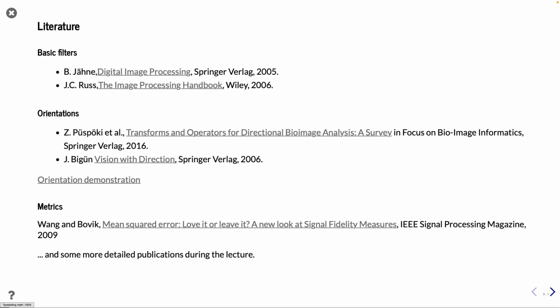And as usual, there is a lot of literature you can look at if you like. In this case, I think the book by Bernd Jähne is pretty good on the topic of filters. And then, of course, you always have John Russ. If you want to look into direction, then you can look at Josef Bigün's vision with direction. It's an interesting view into how you can use filters to find directions in your images. And finally, also looking into different metrics on how we can quantify how well our filter is actually working.